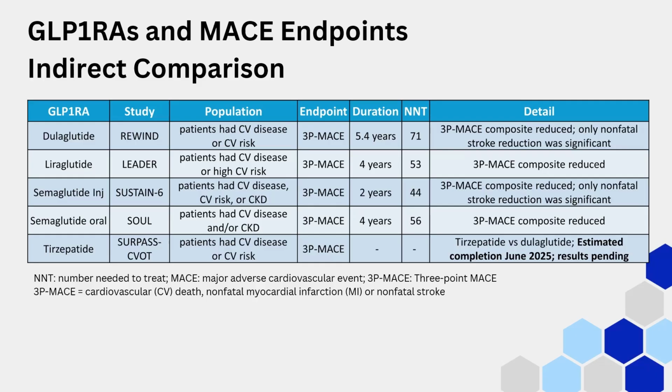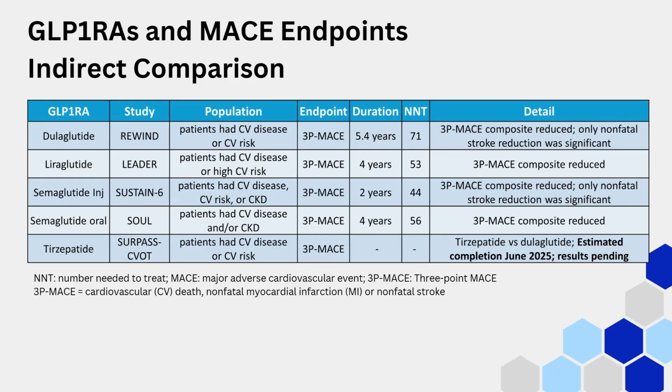They have an endpoint of a 3-point MACE. That means a 3-point major adverse cardiovascular endpoint. This is a composite endpoint, which is usually CV death, non-fatal MI, or non-fatal stroke. They evaluated the endpoint at different time periods. That is important to note as well, and come up with a number needed to treat that's listed there for you.